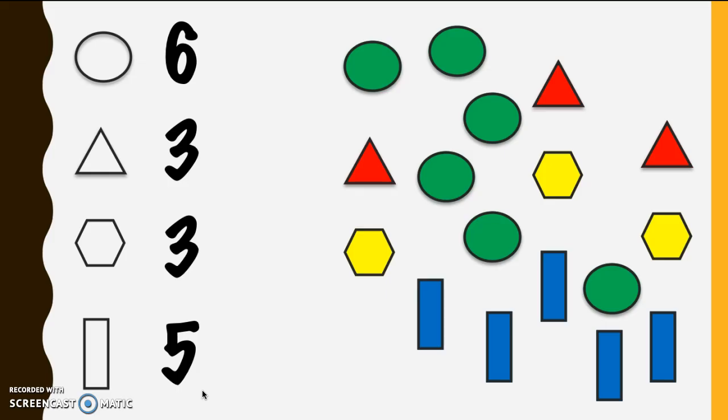This is tricky. There are more rectangles than hexagons. Oh, we could even say there are more rectangles than triangles. Oh my goodness. I love talking about more than, less than, and the same as with all these shapes.